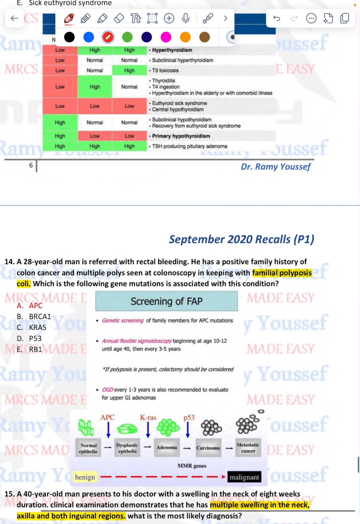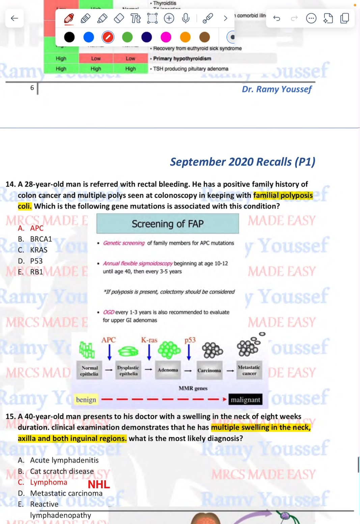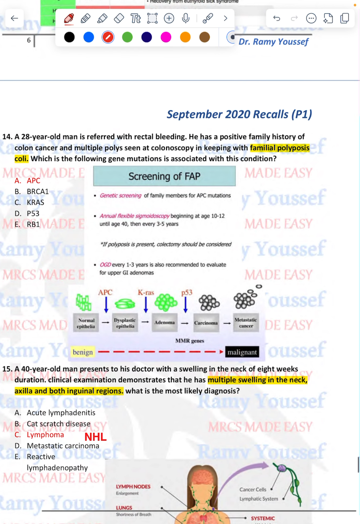A 40-year-old man presents to his doctor with swelling in the neck of 8 weeks duration. Clinical examination demonstrated multiple swellings in the neck, axilla, and inguinal lymph nodes. So it is Hodgkin's lymphoma or non-Hodgkin lymphoma. So it is NHL.